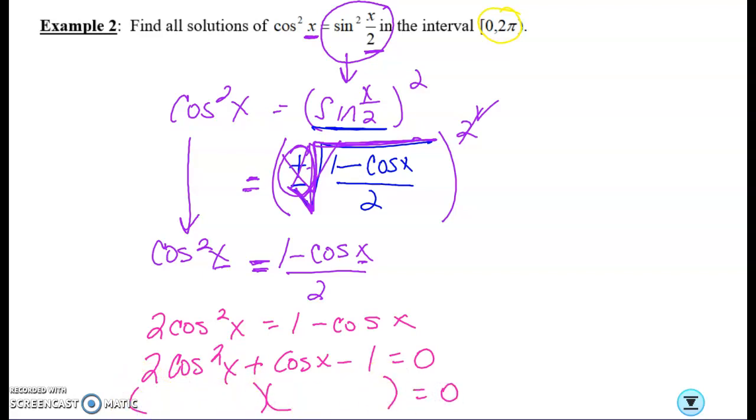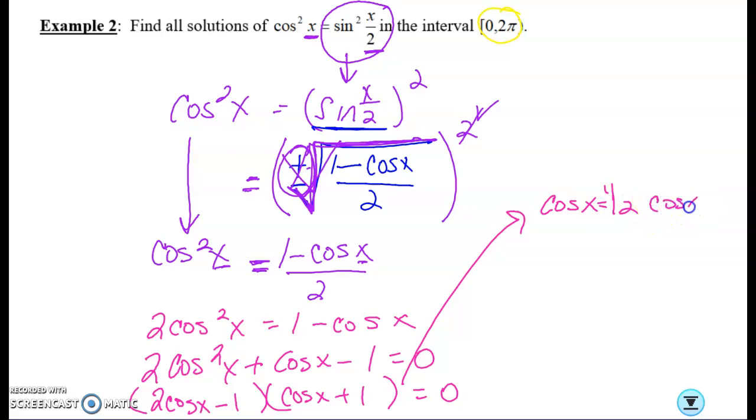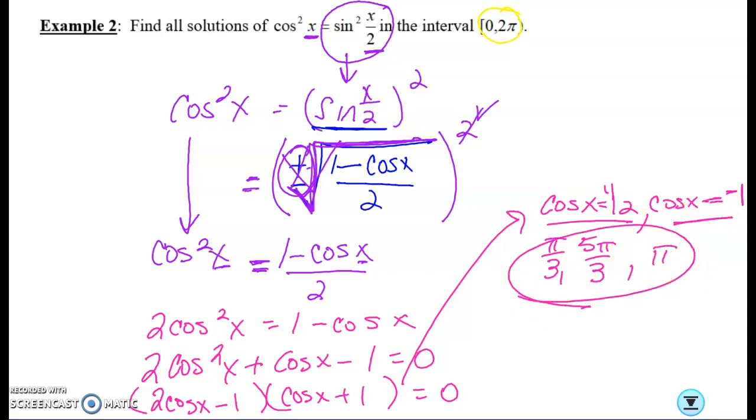This is the exact same equation as yesterday. So this factors to 2 cosine of x minus 1 and the cosine of x plus 1. And then you're going to set these equal to 0 and solve. So we get the cosine of x equals 1/2 and the cosine of x equals -1. Sorry, my pen's being a little funky there. And now you have to figure out where around the circle cosine equals 1/2. Well, that would be at pi over 3 and 5 pi over 3. And where does cosine equal -1? That would be at pi. So those would be your 3 answers.